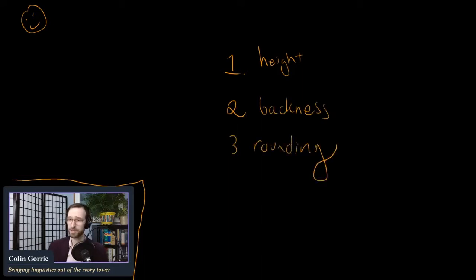Okay, these are the three main dimensions along which vowels vary, at least in their vowel quality. So what vowel are we talking about here? Is it an "ah"? Is it an "e"? So we have this, and what do we mean by height and backness?